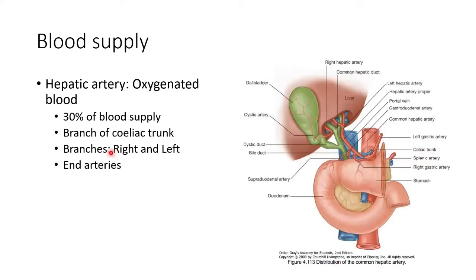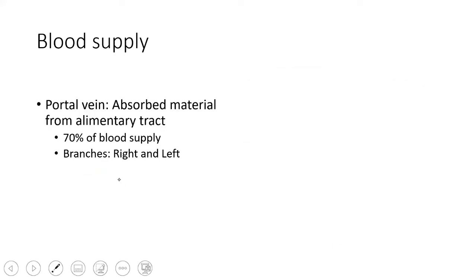Because they are end arteries, the liver segments might be susceptible to ischemia, right? Loss of blood supply and cell death. Then what about the rest of the blood supply? It comes from the portal vein, right?